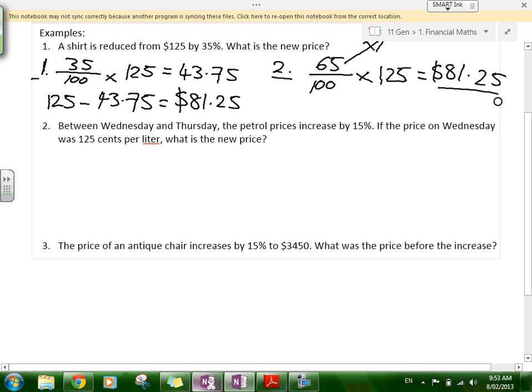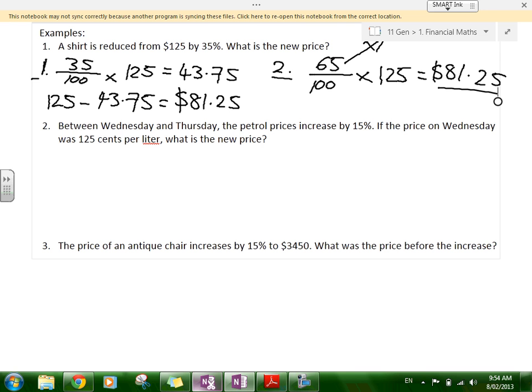Now, next one. Between Wednesday and Thursday, it's a bit of a, I'm not sure why petrol prices changed so much. I'm sure it's to do with demand and supply, but anyway, because the actual price they pay at the processing center, or the oil that's drilled out on the ground and then refined, doesn't change from day to day, but that's okay. Between Wednesday and Thursday, the petrol prices increased by 15%. I don't know if that's true, but it does increase by something.